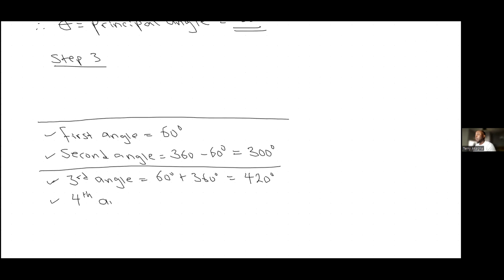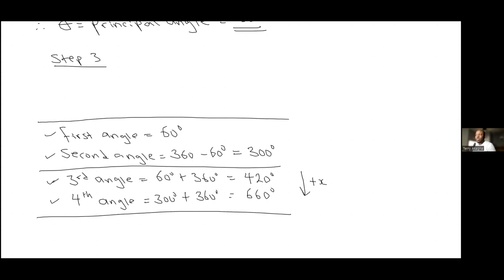To get the fourth angle in the positive x direction, so this is the positive x, we're now going in the positive x direction. The fourth angle in the positive x is going to be 300 degrees plus what? 360 degrees, and that will give us 660 what? Degrees. And you can keep on going again and again, and you can keep on adding, but I'm going to just stop here. I'm going to tell you why I'm going to stop here.